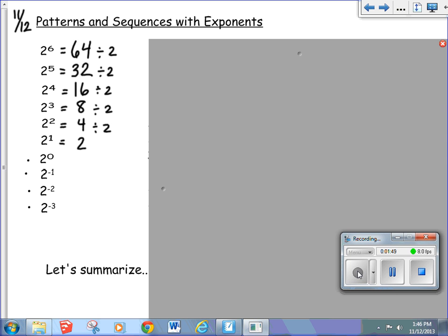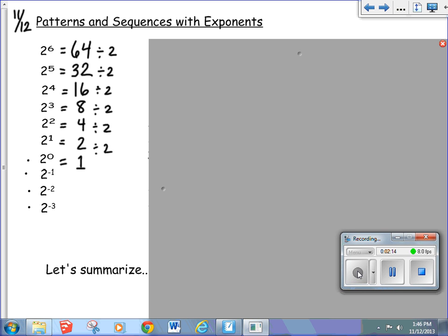So if that pattern continues, which it does, our next term we get by doing 2 divided by 2. That means that 2 to the 0 power is equal to 1. That's usually surprising to students. Kids will a lot of times assume it's going to be 0, but it's in fact 1, 2 to the 0 power. Now we can continue right on along with the pattern.